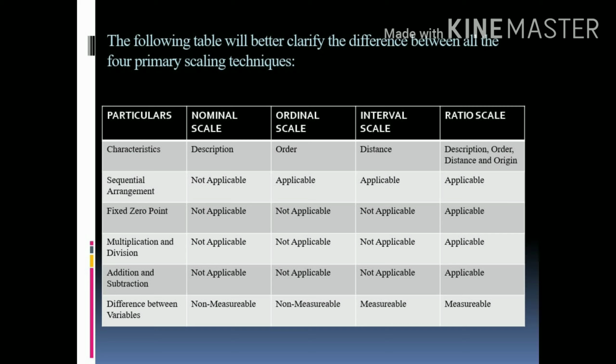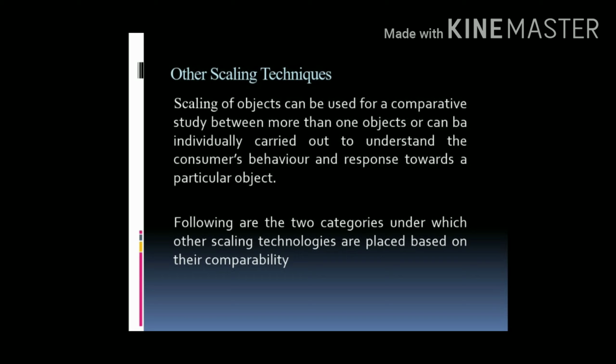Under the primary scaling techniques, the last one is ratio scale. One of the most superior measurement techniques is the ratio scale. Similar to the interval scale, a ratio scale is an abstract number system. It allows measurement at proper intervals, order, categorization, and distance, with an added property of originating from a fixed zero point. In this picture, we will be able to clarify the difference between the four primary scaling techniques.